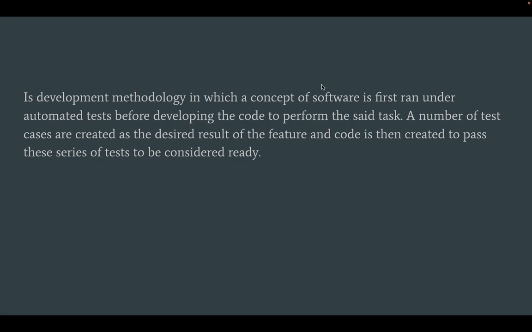So a number of test cases are created as a desired result of the feature, and code is then created to pass this series of tests to be considered ready. So here it's like you are coding based on an expected result. So you already have the test cases laid out as to what needs to pass for this feature to be ready, and then you go into the code and write the code base that will fulfill those particular test cases, and all those test cases would need to pass before we can regard your code as ready for release or ready for QA and things like that.